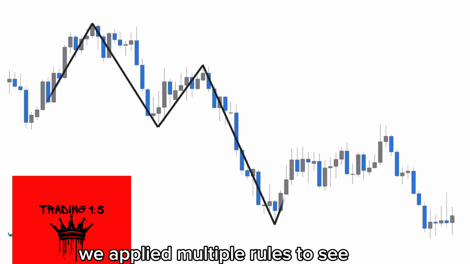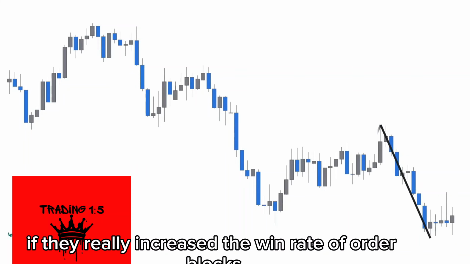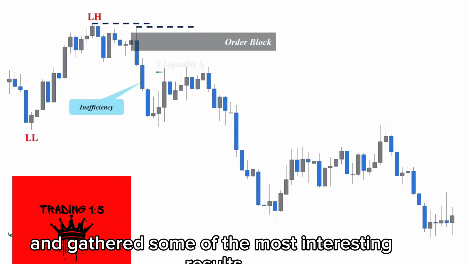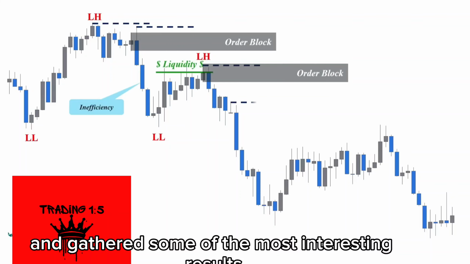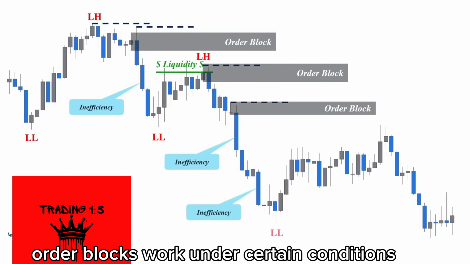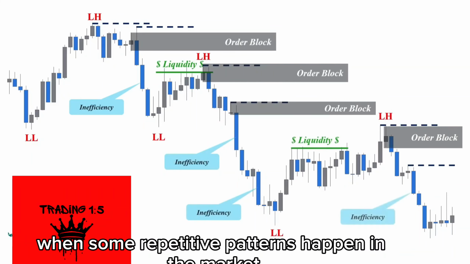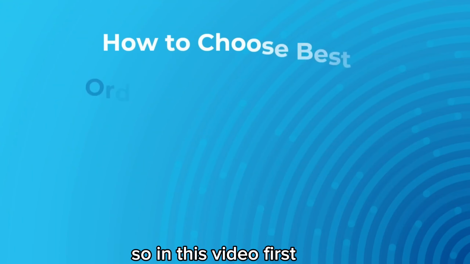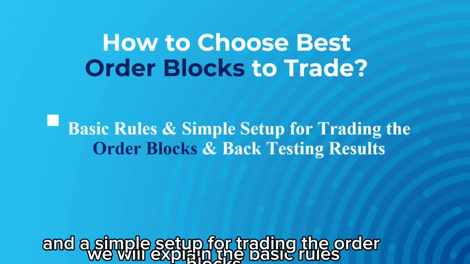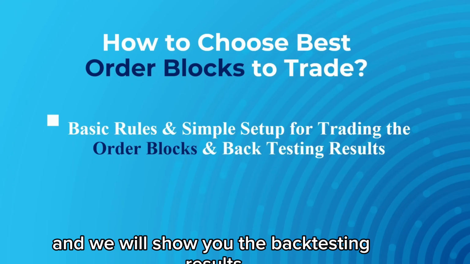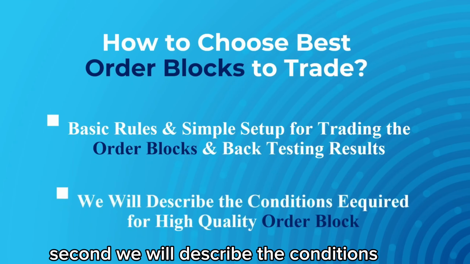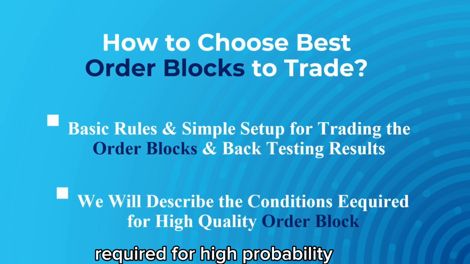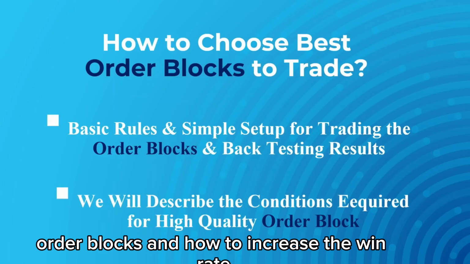We applied multiple rules to see if they really increase the win rate of order blocks, and gathered some of the most interesting results. We concluded that order blocks work under certain conditions, when some repetitive patterns happen in the market. So in this video first, we will explain the basic rules and a simple setup for trading the order blocks, and we will show you the backtesting results. Second, we will describe the conditions required for high probability order blocks and how to increase the win rate.